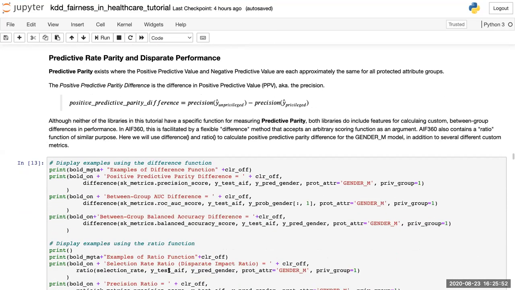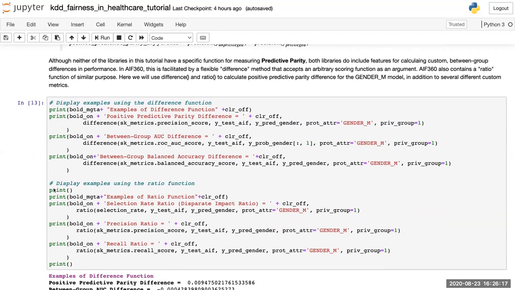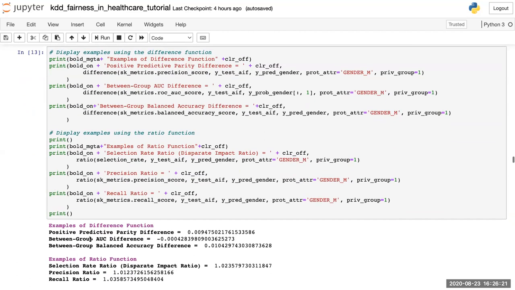AIF360 also comes with some useful difference and ratio methods, which we use to demonstrate predictive parity here and differences between a couple of other performance scores. The positive predictive parity difference, for example, is the difference in positive predictive values. We can pass almost any function to these methods to obtain bi-group fairness scores. We can even pass scikit-learn functions to it. So as you can see here, I calculated between group AUC difference, between group balanced accuracy difference. You can see those underneath the maroon text at the bottom of the screen. Again, in this case, the model is supposedly fair by this measure relative to gender. The differences are close to zero and the ratios are close to one.